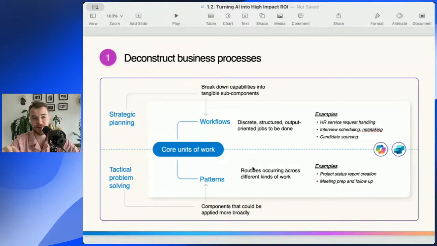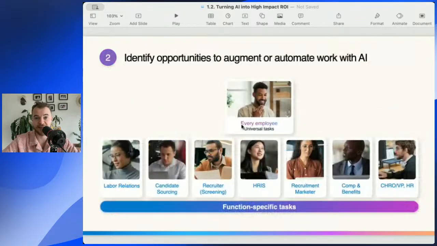So really just map it out, like point, point, point, point. What are people doing to achieve the workflows? What patterns are they undertaking? Once you've done that, you can identify opportunities. So I like to think of the opportunity here as being matched to individuals in the team.